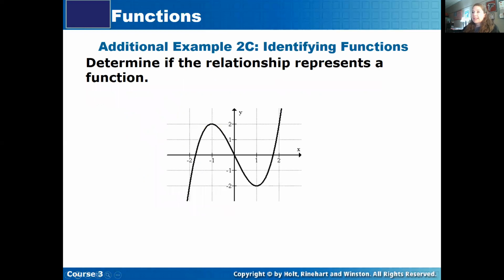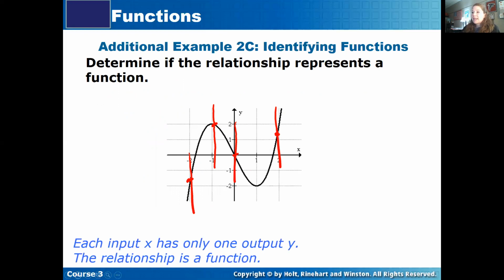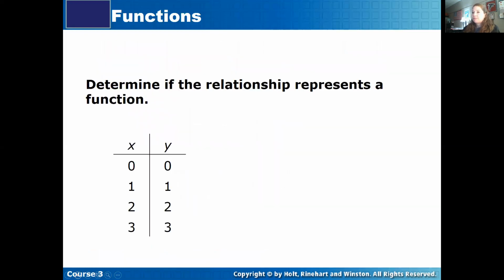All right, what about this? So if I made a vertical line here, it only goes to my picture once. If I make a vertical line here, it only goes to my picture once. If I make a vertical line here, it only goes to my picture once. So no matter where I draw a vertical line, it only goes to my picture once. So this represents a function. It is a function, okay? And we are using the vertical line test to determine that.